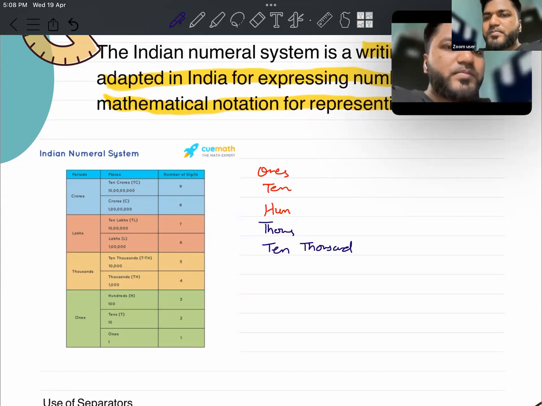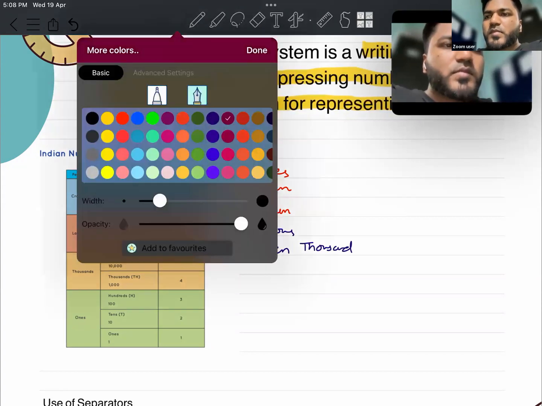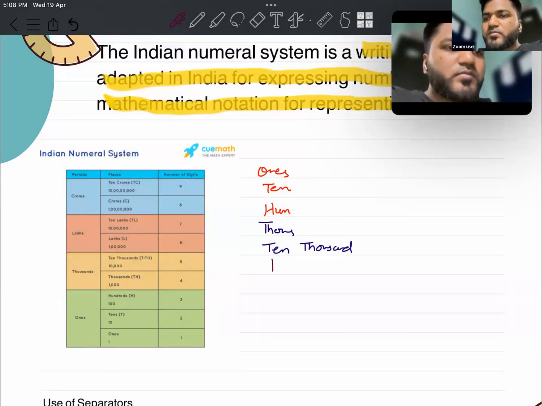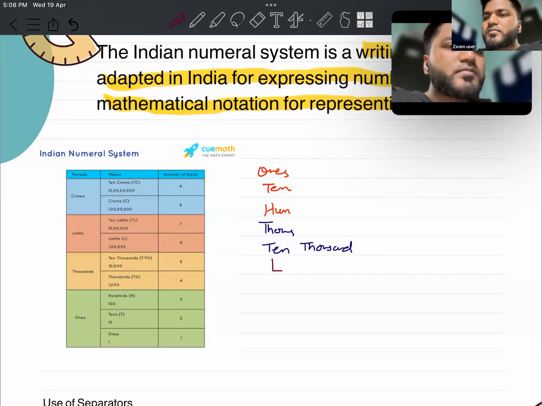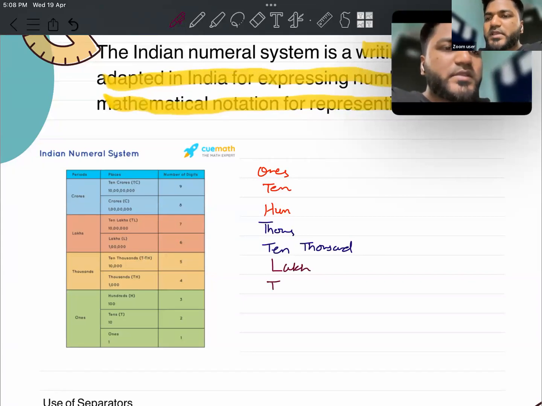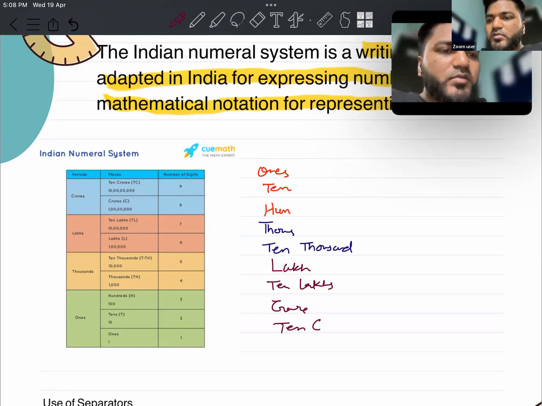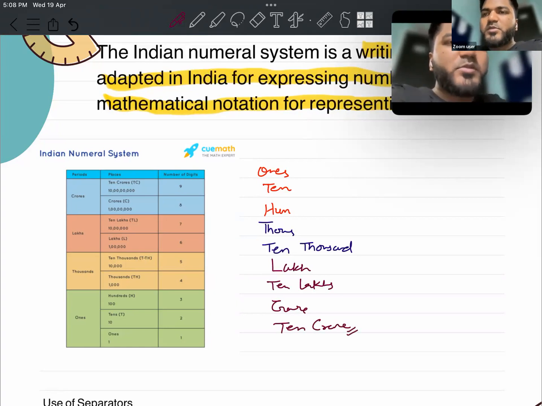And then we have lakhs. There are two, lakh and 10 lakhs. Very good. Then crore and 10 crore. Okay, so your fundamentals are very clear.